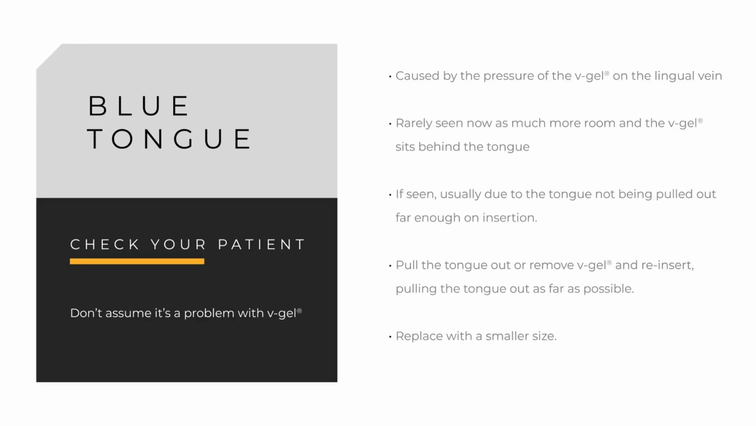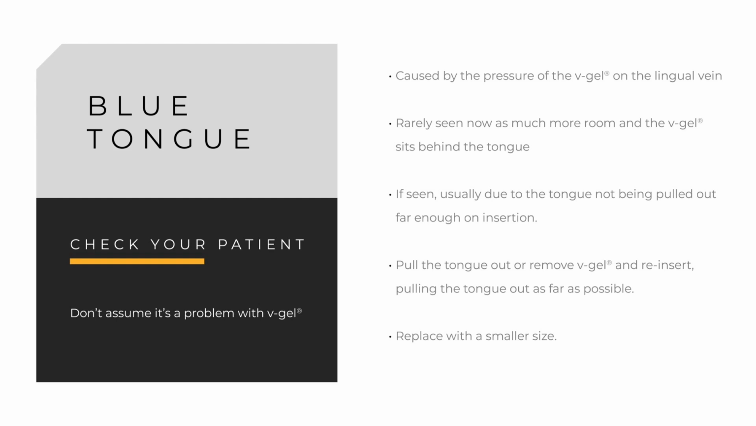Blue tongue. The incidence of blue tongue was seen quite regularly with the original V-gel. This is where the V-gel would cause pressure on the patient's tongue and cause the lingual vein to become occluded. With the redesign of the V-gel, blue tongue is rarely seen. If this does occur during your anaesthesia, please first check that all parameters and vitals are good. Do not assume the tongue is blue because of the V-gel.